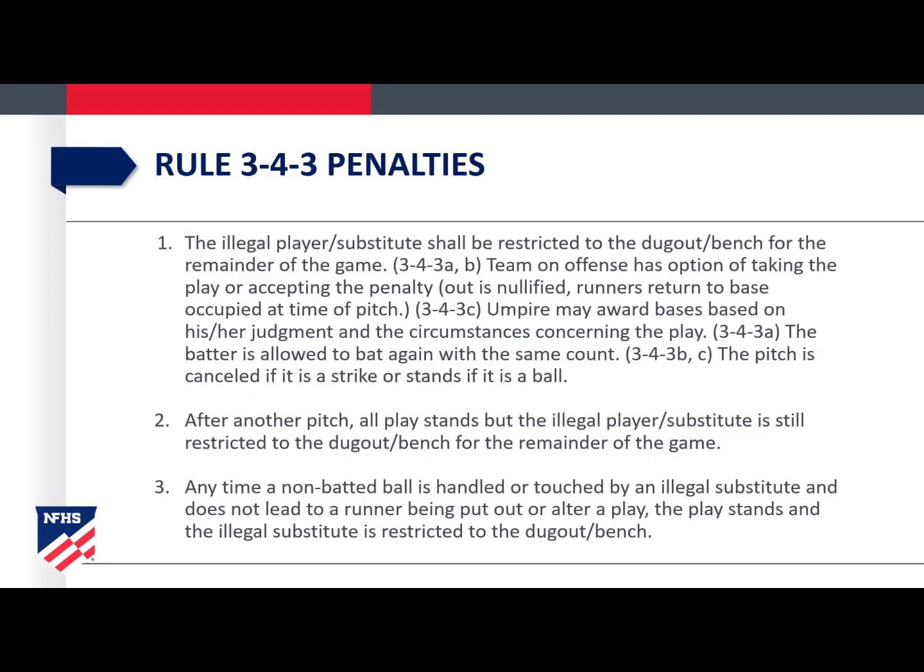Let's look at the penalties for the illegal player or substitute. They're going to be restricted to the dugout and bench area for the remainder of the game. In A and B, the team on offense has the option of taking the play or accepting the penalty. Out is nullified, runners return to the base occupied at the time of the pitch. In C, the umpire may award bases based on his or her judgment and the circumstances concerning the play. In A, the batter is allowed to bat again with the same count. And in B and C, the pitch is canceled if it is a strike or stands if it is a ball.